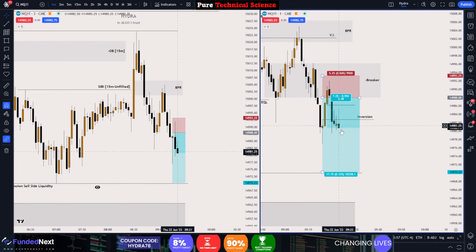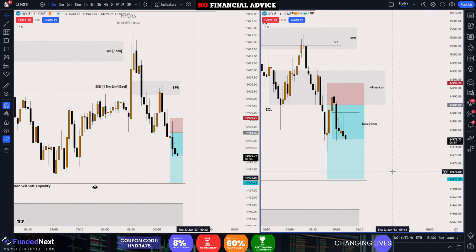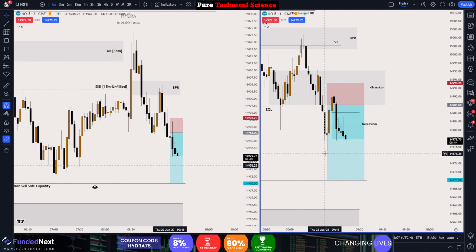Beautiful drop from this inversion. I want to see price remaining aggressive towards the sell side liquidity. A partial is going to be here. This is a 3-hour trade, so with a partial it's going to be like a 2.5-hour trade, or 2 hours basically.